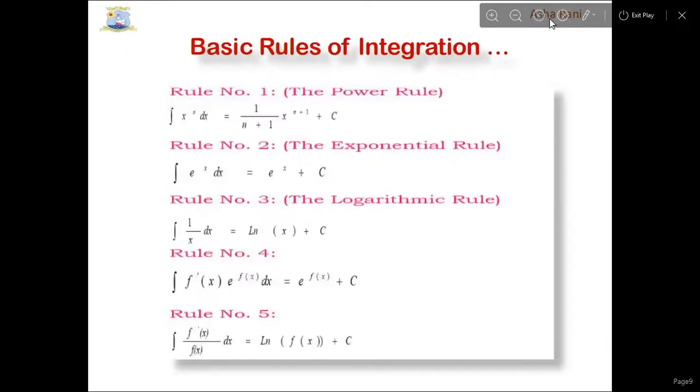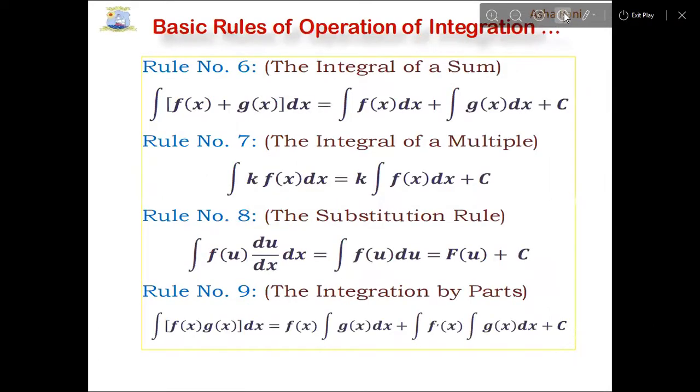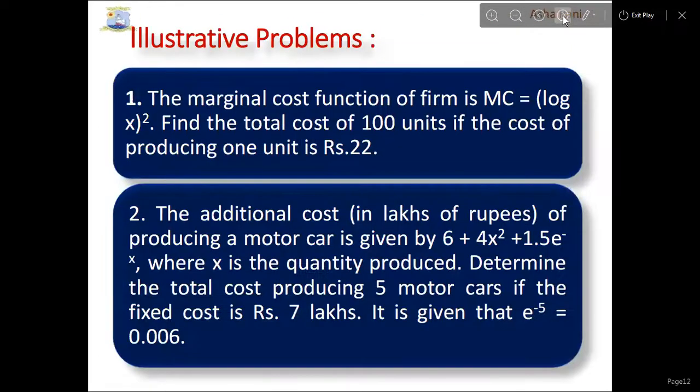These are the basic rules and formulas I gave you in your lecture, the basic rules and operations of integration. The first one is the sum rule, then the constant multiple rule, number 8 is the substitution rule, and number 9 is integration by parts. You have to understand this. So now it is time to apply them.